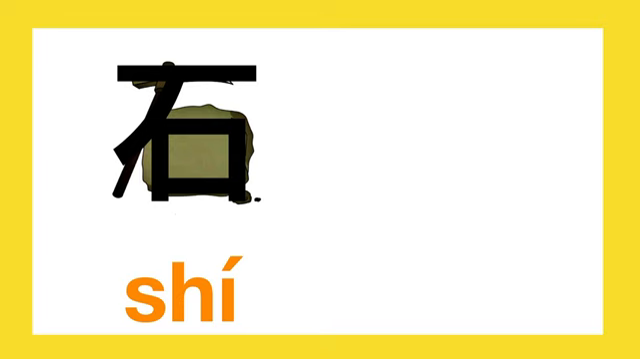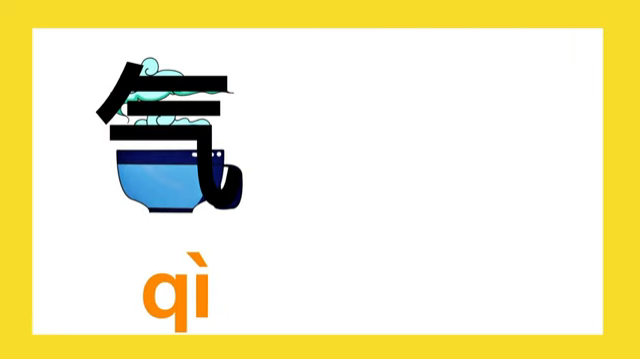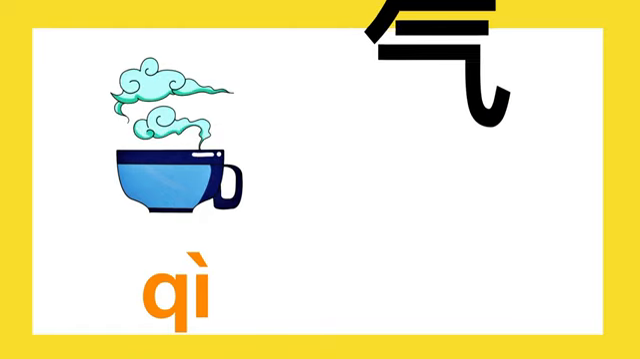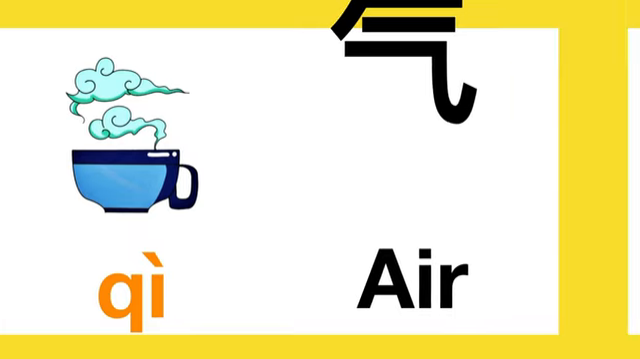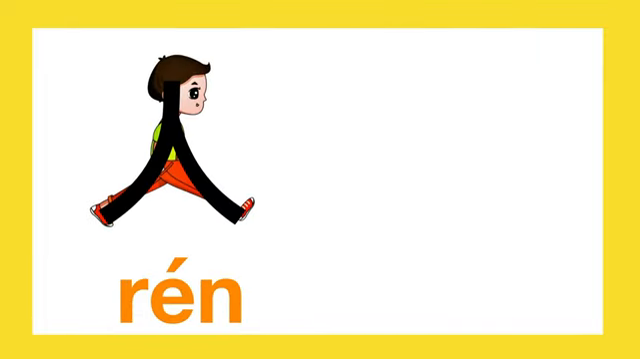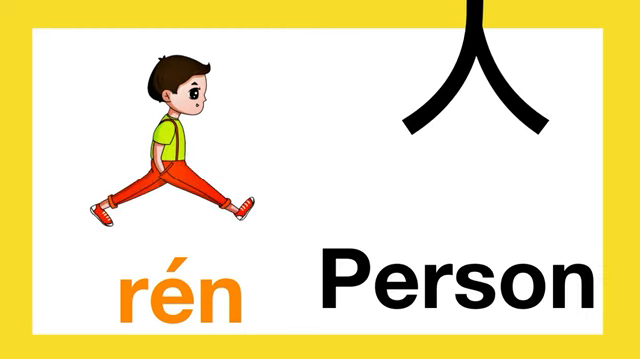石. It means rock. This character looks like a rock. 气. It means air. This Chinese character looks like the air above a coffee mug or a cup. 人. It means person. It looks like a walking person. The person is walking.